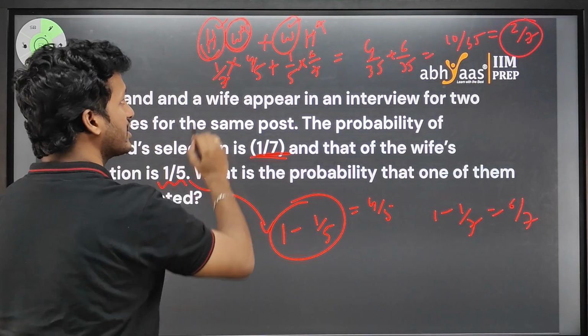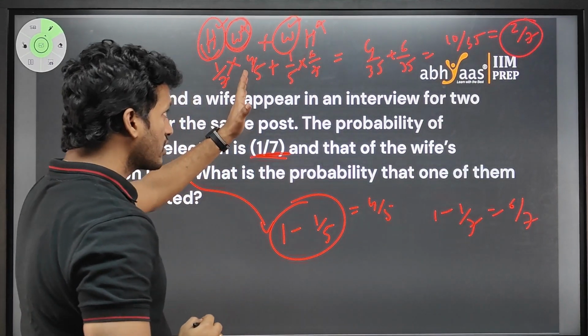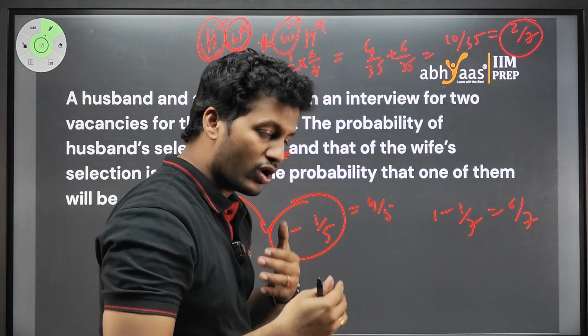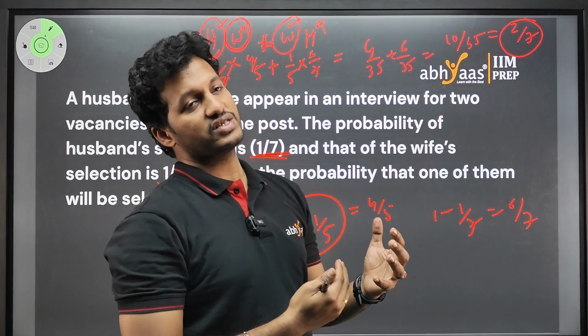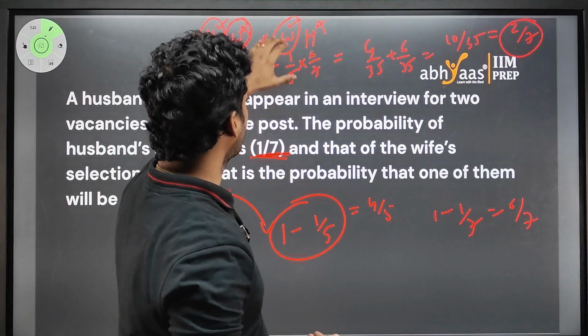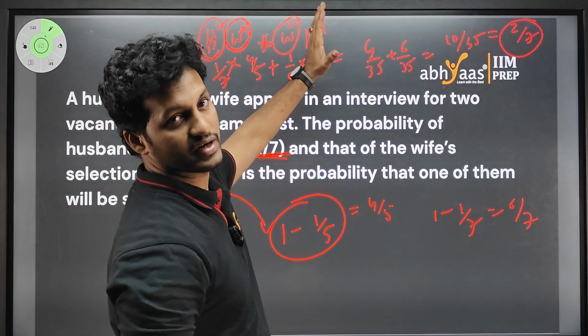If husband gets selected, wife should not get selected. Or see, another condition can also be possible. Whenever a possible condition is there, we have to add that to the remaining probability. If wife gets selected, husband should not get selected.